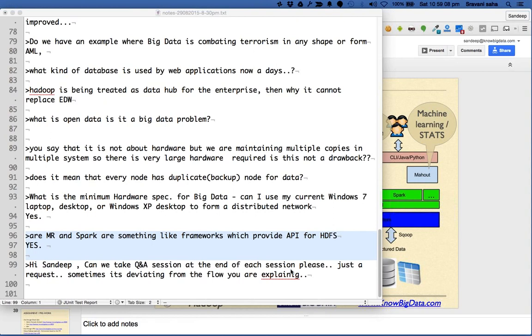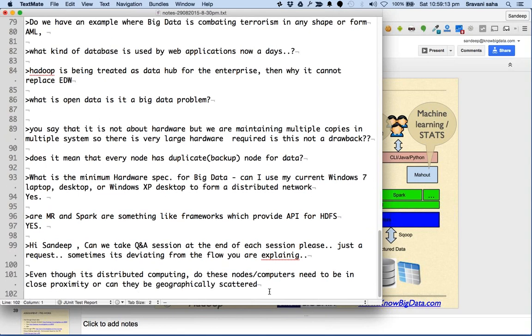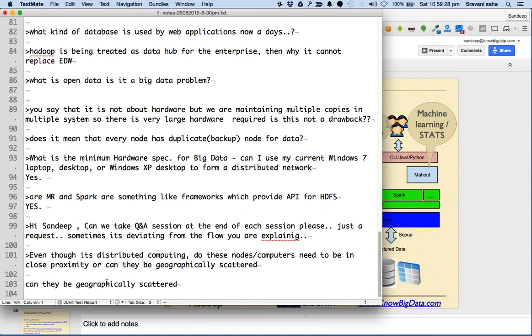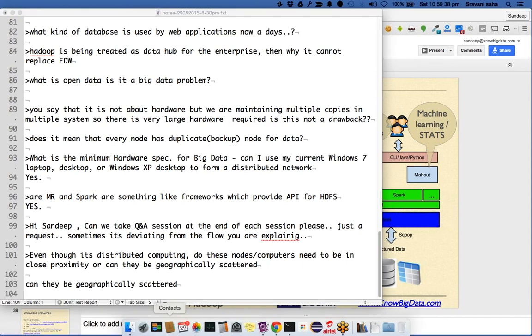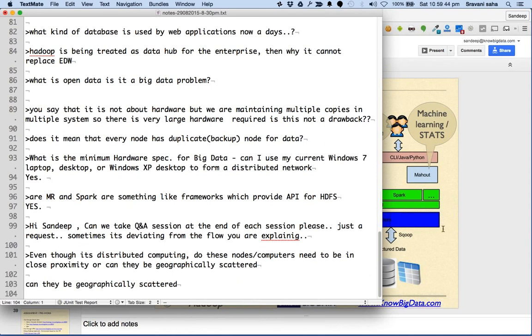All right, let me take Sanjay Tandon's question. The question is, even though it's distributed computing, do these nodes, computers, need to be in close proximity, or can they be geographically scattered? They can be geographically scattered, okay? And you generally keep some machines geographically scattered in order to have a backup of this cluster somewhere.